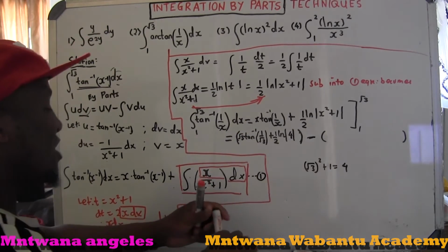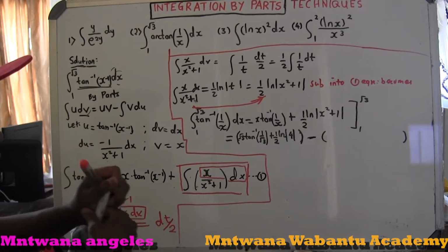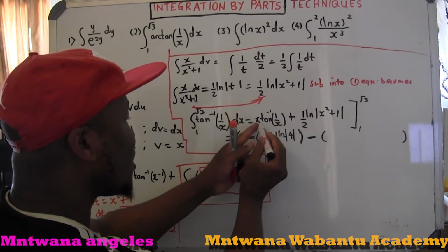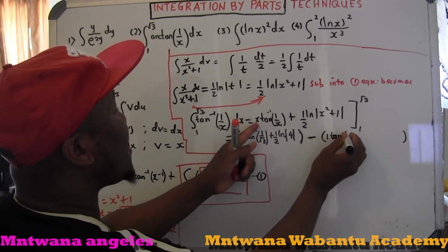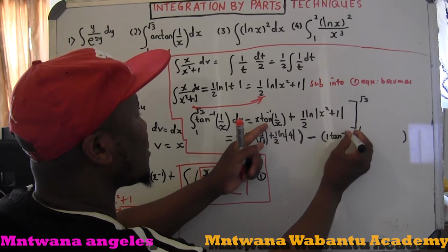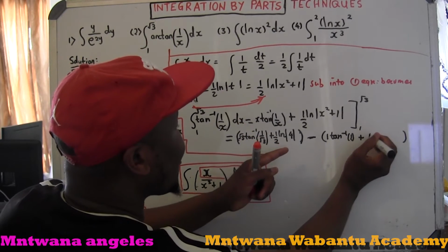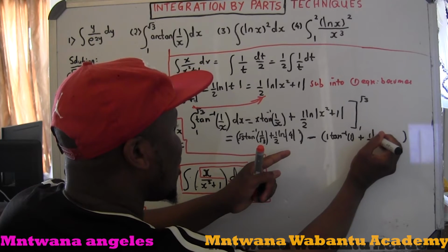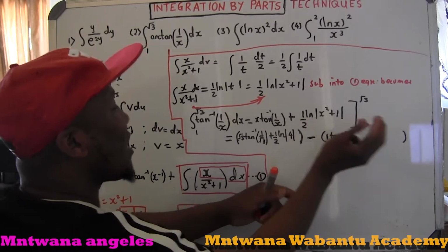So you minus. Everything you do exactly the same, but now you substitute what? 1. Everywhere there is an x. So now you come here. This is going to be 1, and the tan inverse of 1 over 1 is just 1. Plus, now this is going to be a half ln. Now 1 squared is 1, plus 1 equals 2, ln of 2.